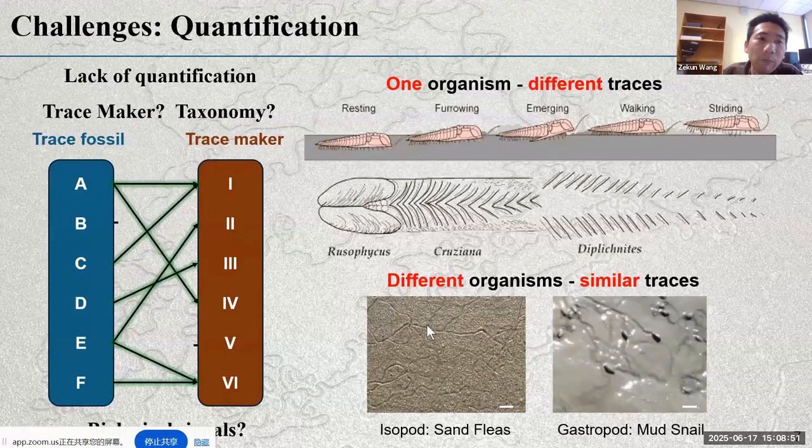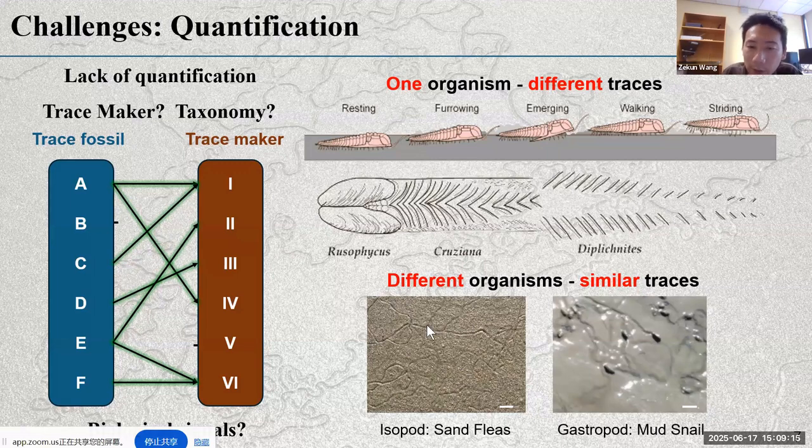But there are huge challenges in the study of trace fossils, which is the lack of quantification. So it is a little bit subjective. This is further complicated by the fact that there is no one-to-one mapping between the trace makers and the trace fossils. For example, one trilobite can create different traces under different environments or on different substrates.